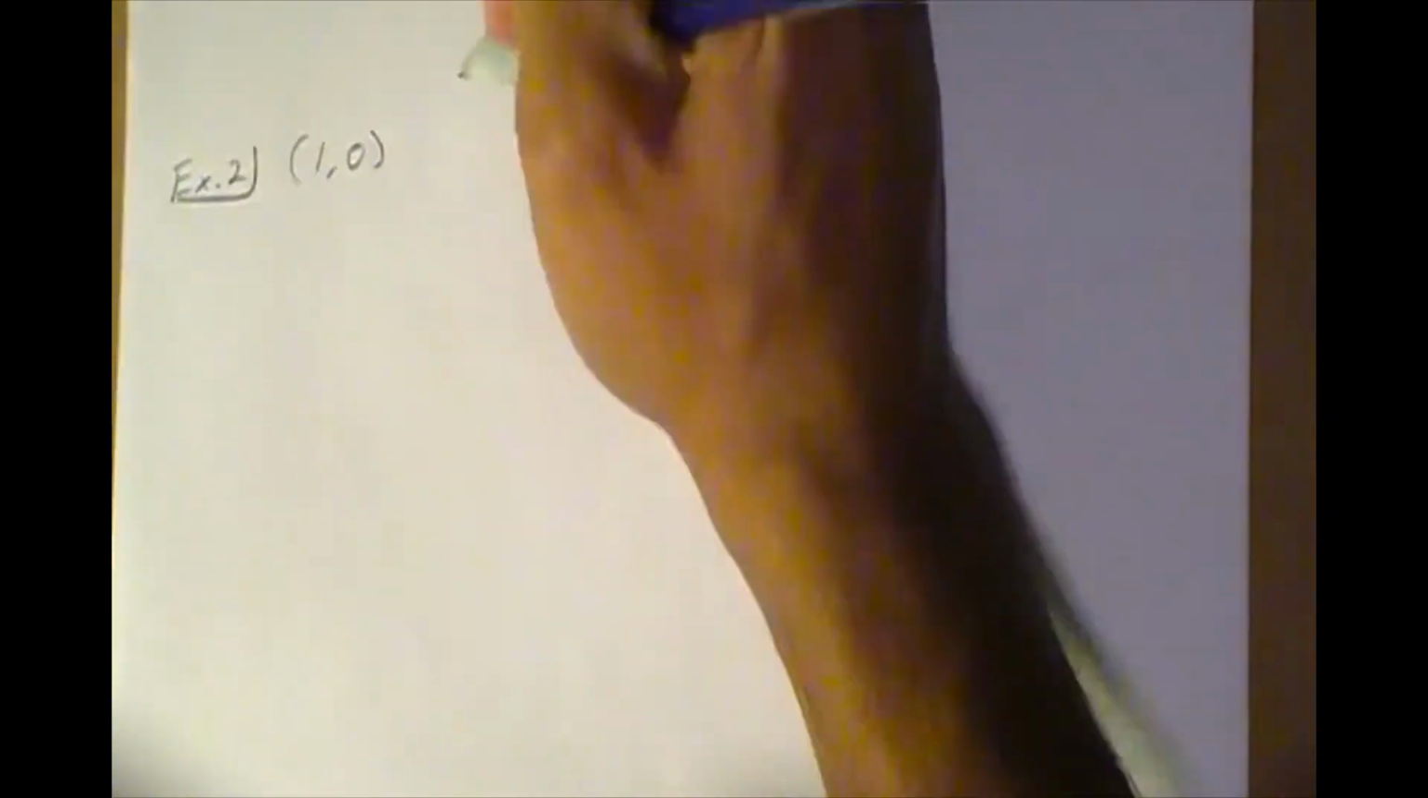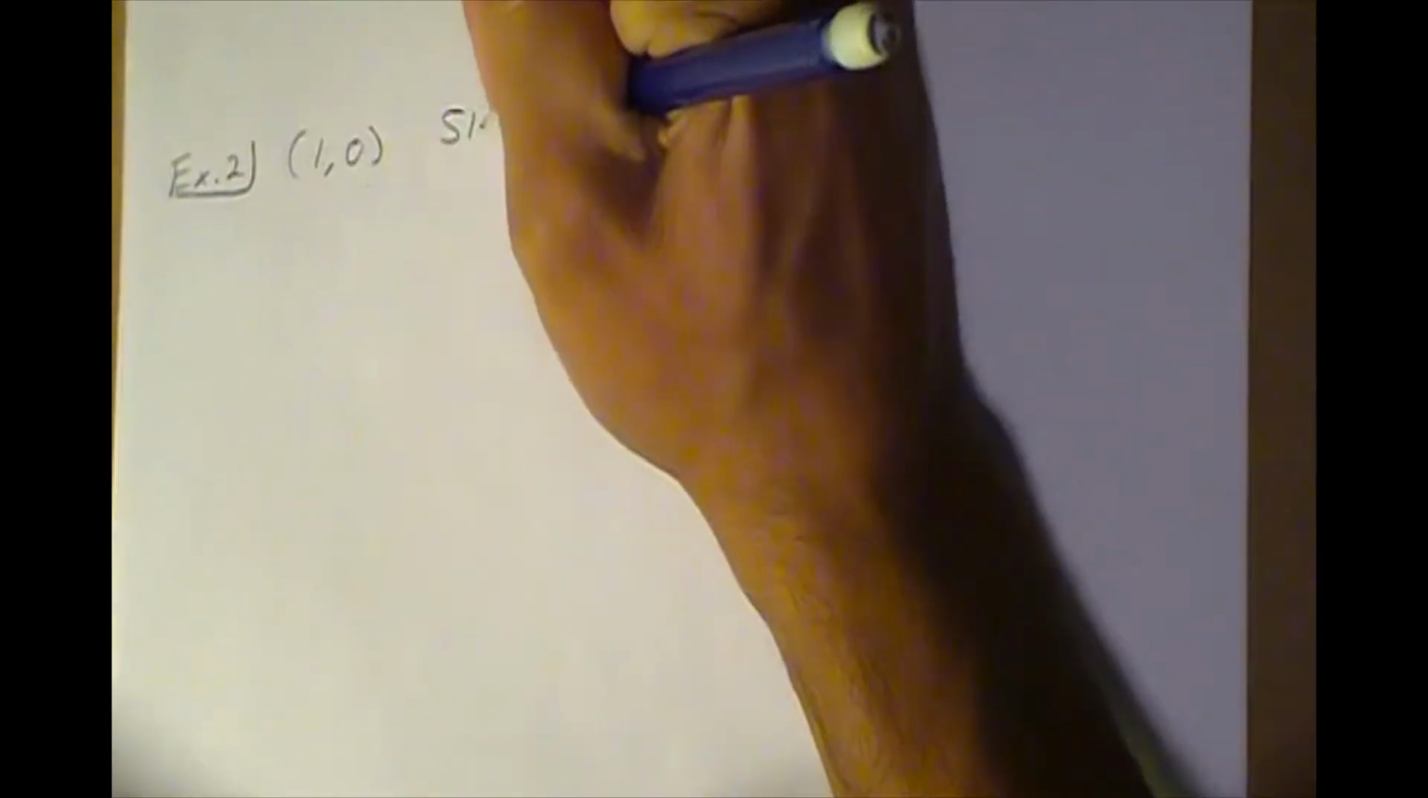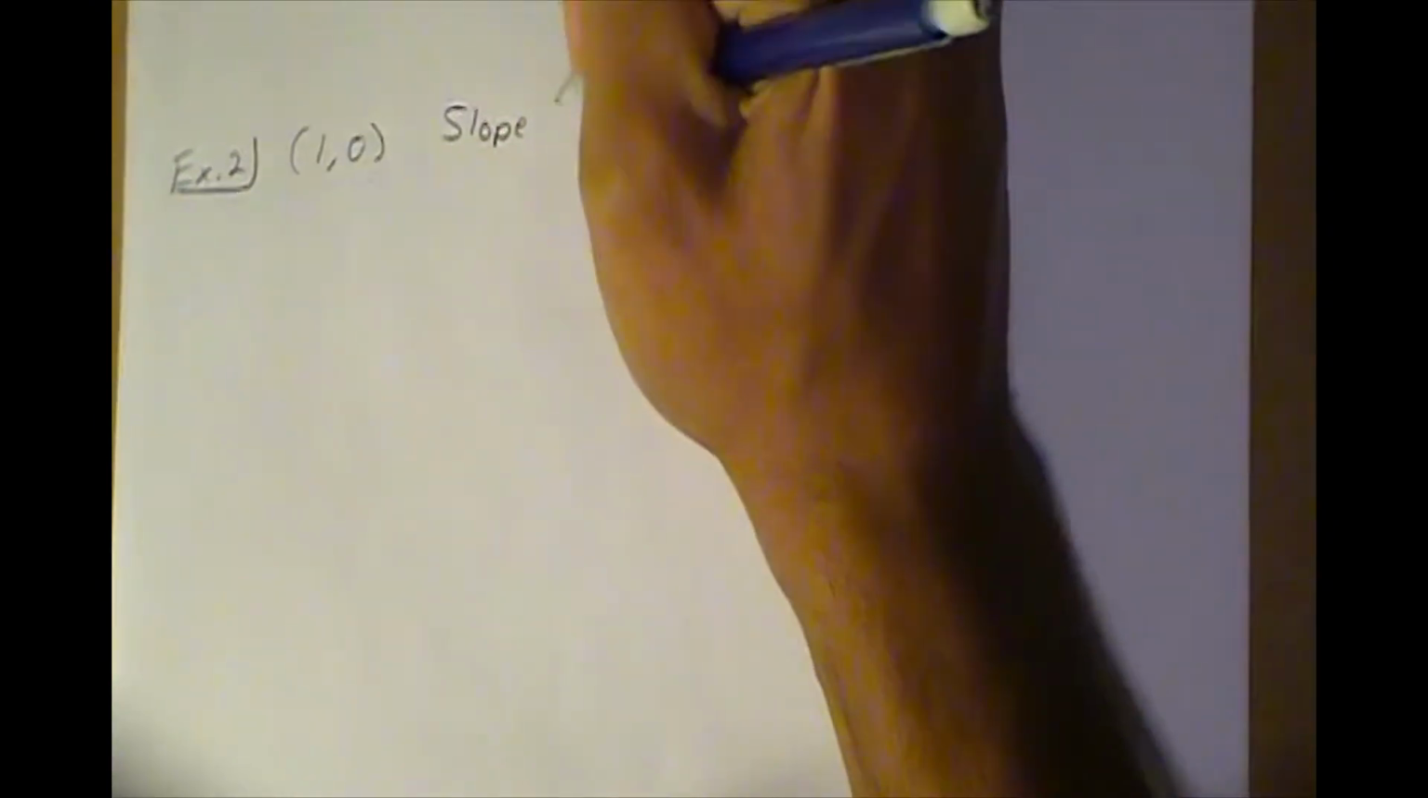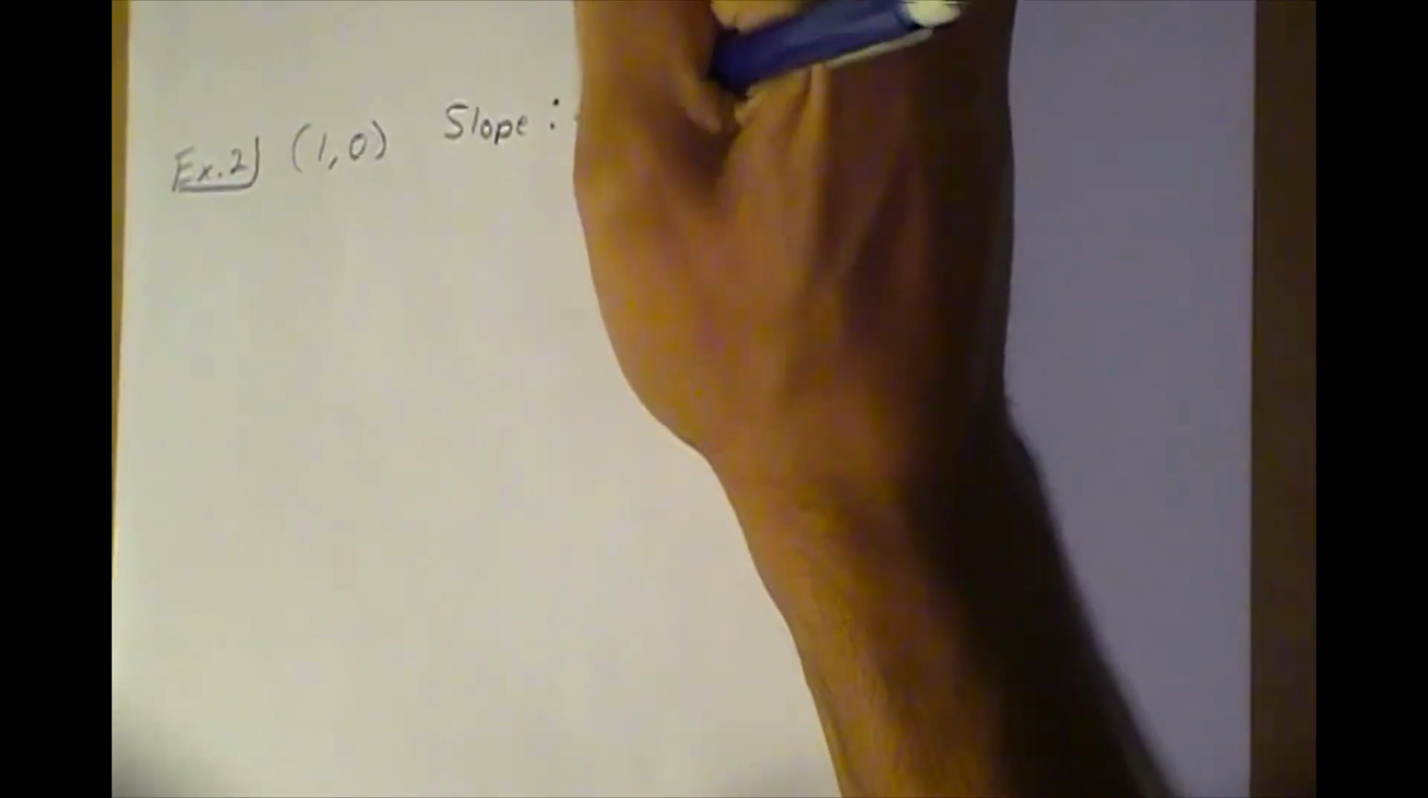We'll work on another example using the same method. Example 2. This time our point is 1, 0, and our slope is +1. Go ahead and pause the video here, try to solve this on your own, and go ahead and unpause it when you think you got it.